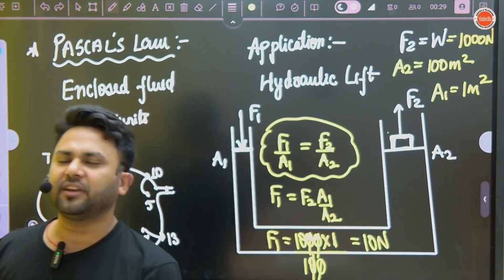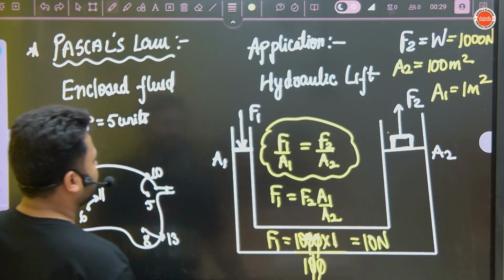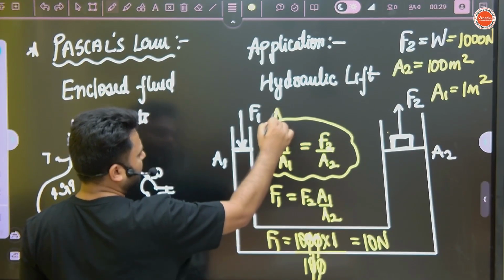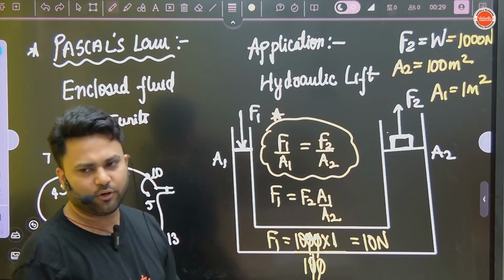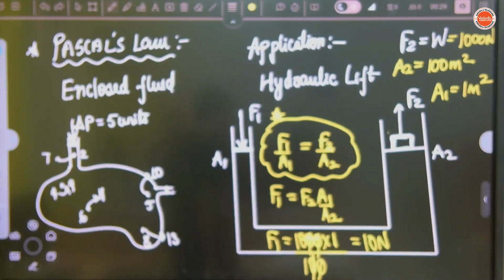With less force, we are able to lift the car. So always remember this formula. This question is asked in the hydraulic lift example. F1 by A1 equals F2 by A2. Correct?